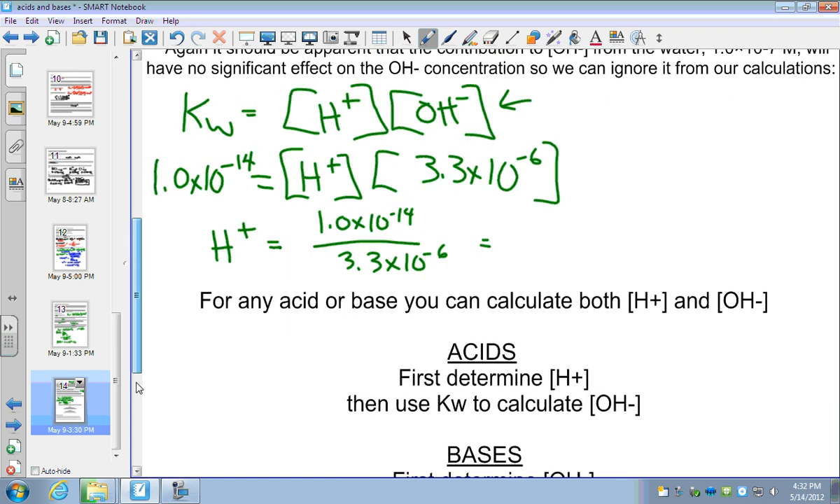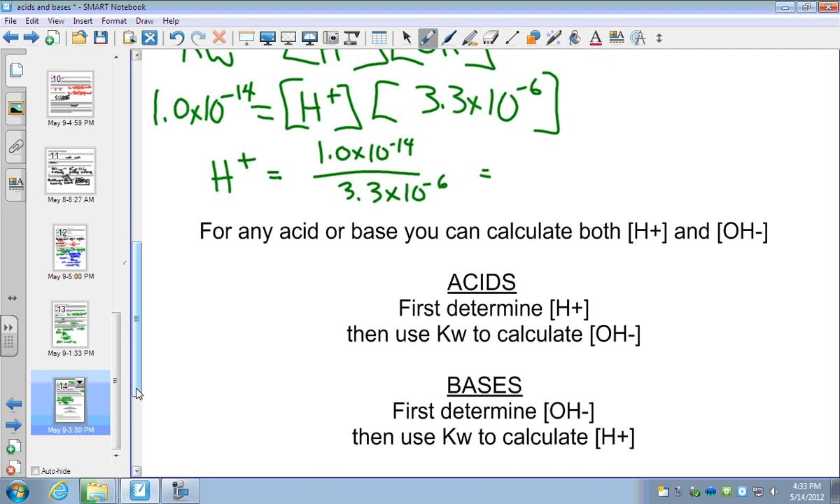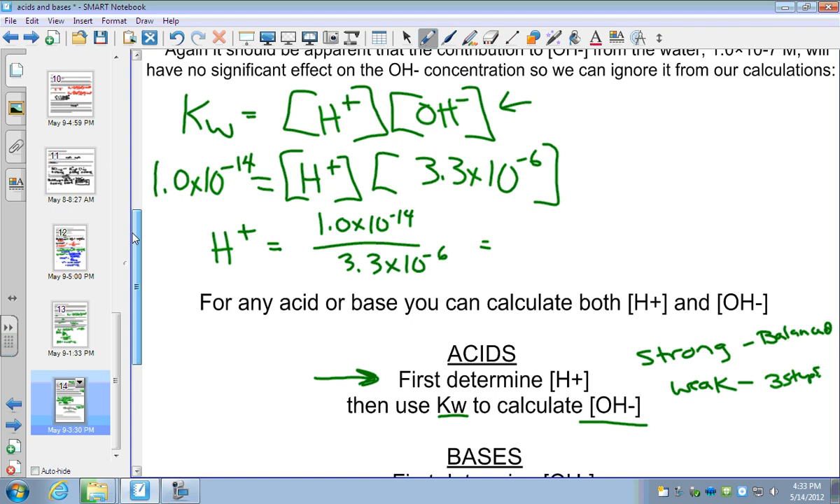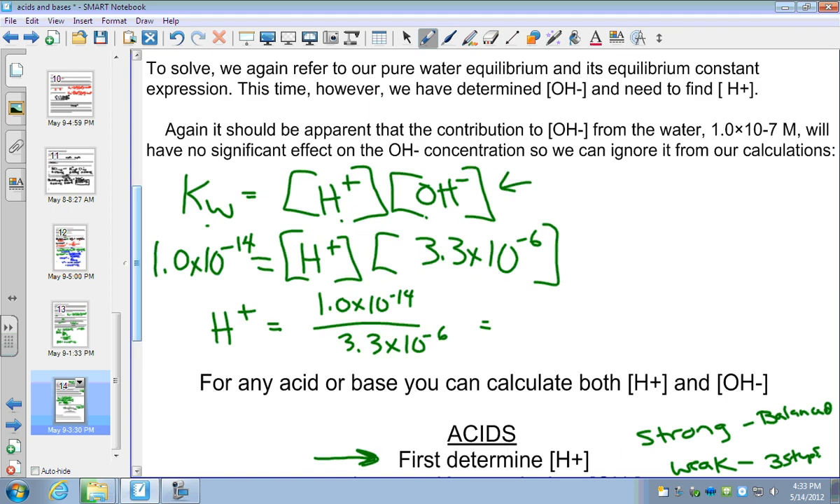Okay, for any acid or base, you can calculate both H ions and OH ions. In acids, you first determine the H. The way you do that depends on if it's a strong acid or a weak acid. For a strong acid, you just use the balanced equation. For a weak acid, you have to balance the equation and then use Ka or Kb. So there's 3 steps. Then you use Kw to calculate OH. You say Kw is equal to H times OH. You already knew H, so you're solving for this last one here.